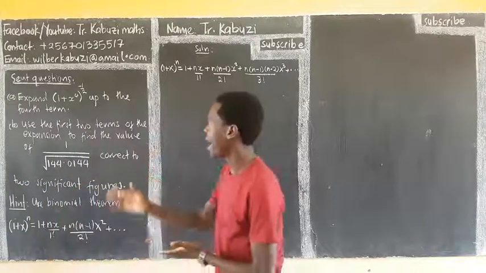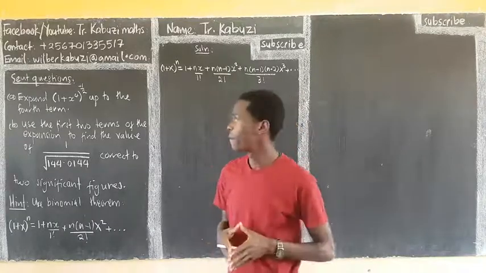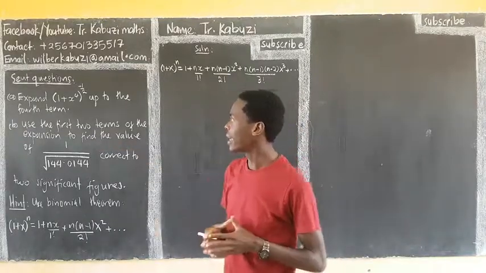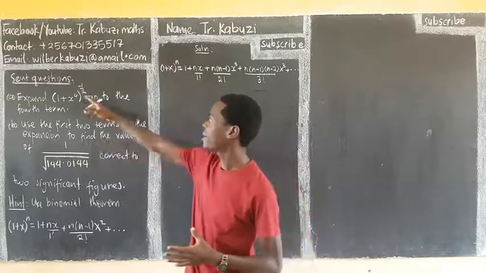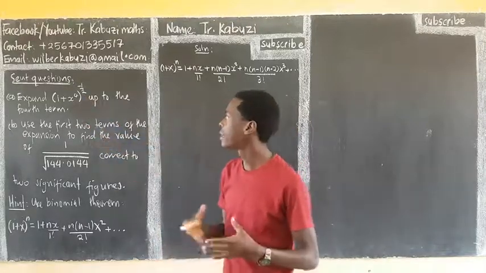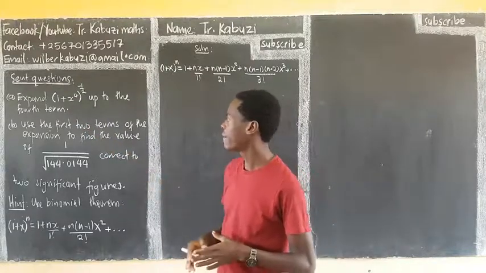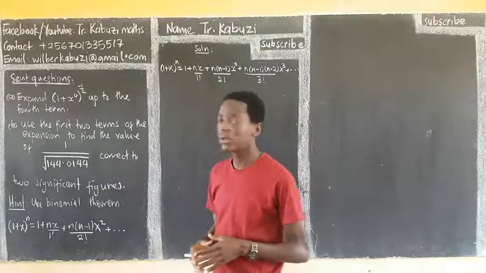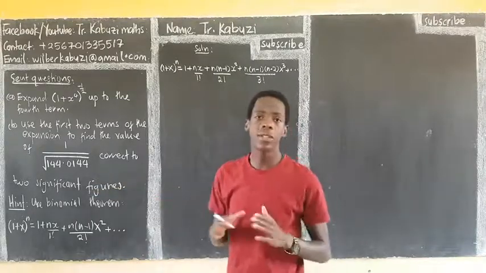We are going to see a different example here. It was sent from some friends. It says: expand (1 + x^4)^(-1/2) up to the 4th term. Use the first 2 terms of the expansion to find the value of this, correct to 2 significant figures. Now, this is a number we can handle using the binomial theorem.